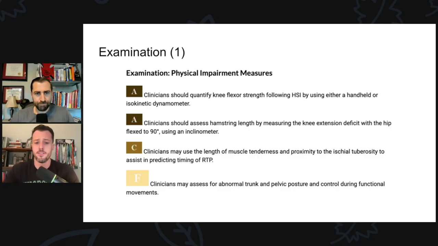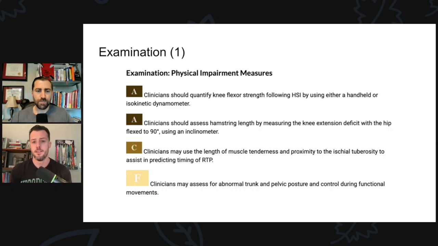We have C-level evidence that tenderness to palpation is something to look at, as well as the proximity of pain to the ischial tuberosity. And this might be helpful in predicting return to sport. We would think that the longer length of pain and the closer it is to the ischial tuberosity, the more significant this might be, and it might take longer to return to sport. That probably is a little more significant than a distal or kind of mid-belly hamstring strain. So you do want to be on the lookout for that.